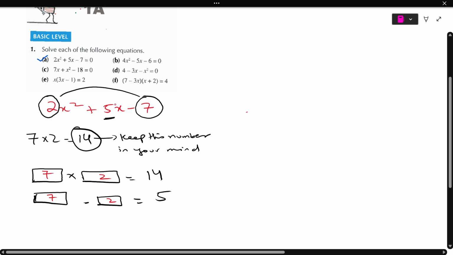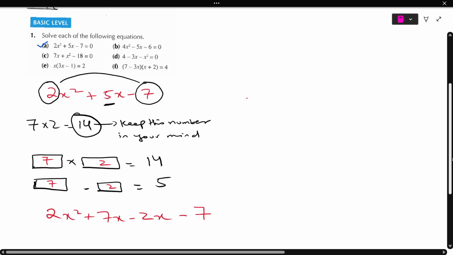So now I'm going to break my middle term into 7 and 2. That's why it's called middle term breaking, right? So I'm going to write 2x square plus 7x minus 2x, right? So you see how I broke my 5x into 7 and 2, and the minus 7 remains as it is.